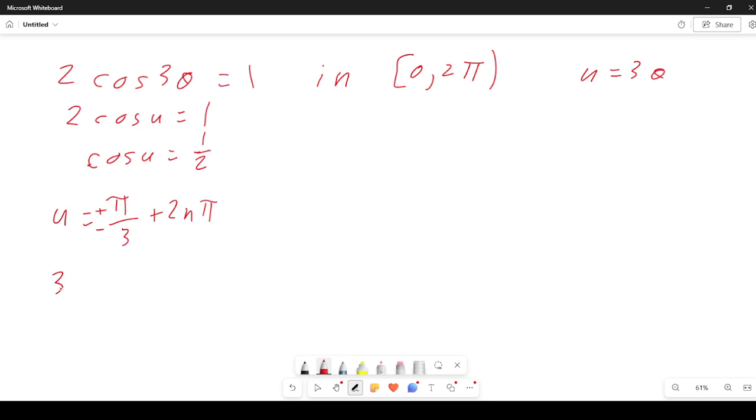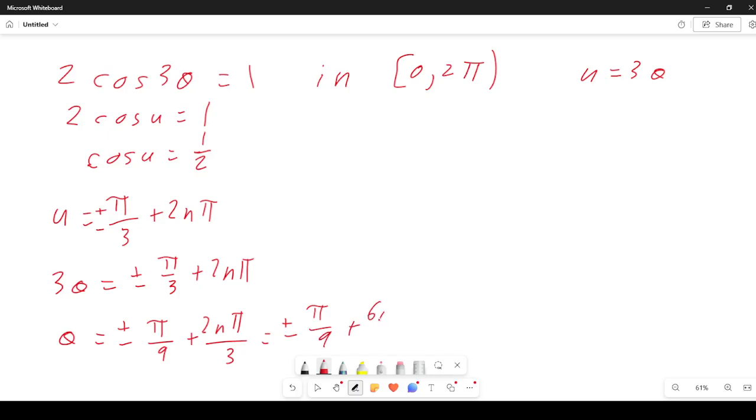So now I say 3 theta is plus or minus pi over 3 plus 2n pi. So divide by 3 on both sides. This becomes theta equals plus or minus pi over 9 plus 2n pi over 3, which then becomes plus or minus pi over 9 plus 6n pi over 9. So that's half the answer.